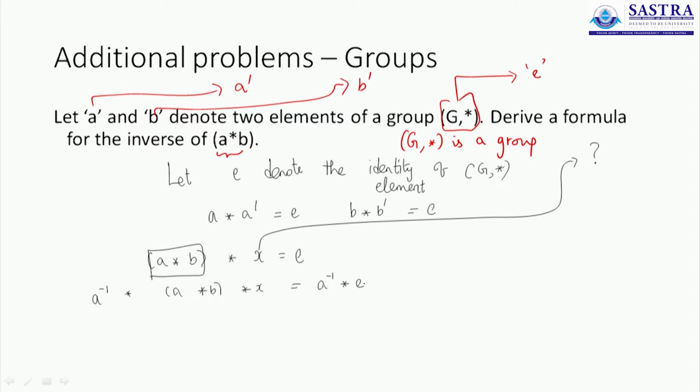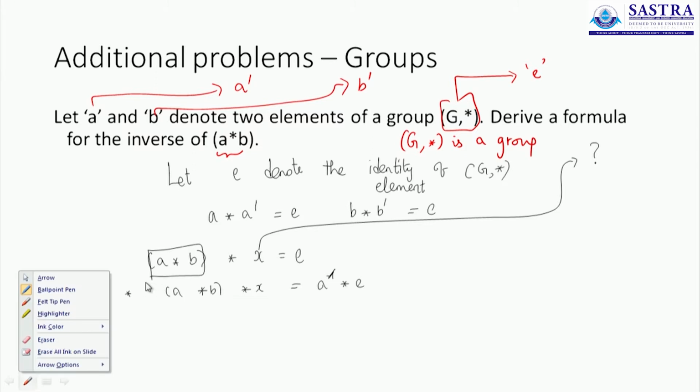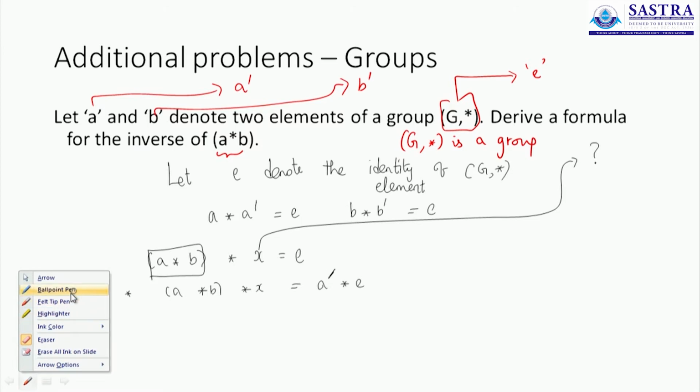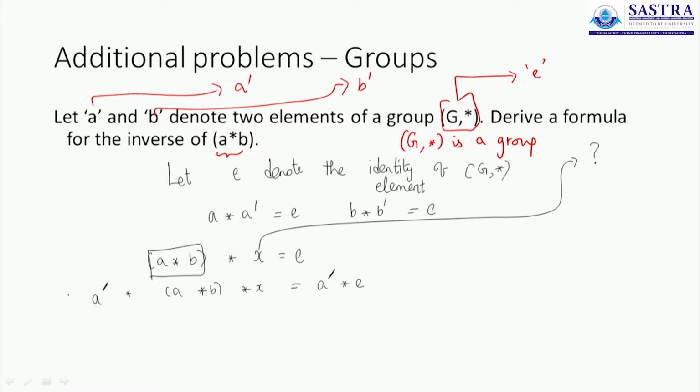Now I'm operating it on both sides. This is possible because A inverse is definitely part of the set. A inverse is not some element that is outside the set. I know A inverse, or A dash, is part of the set because the set G along with the operation star has been identified as a group. So I definitely have an element called A dash related with the element A. I definitely have this element part of the set. So I have A dash operated on both sides.